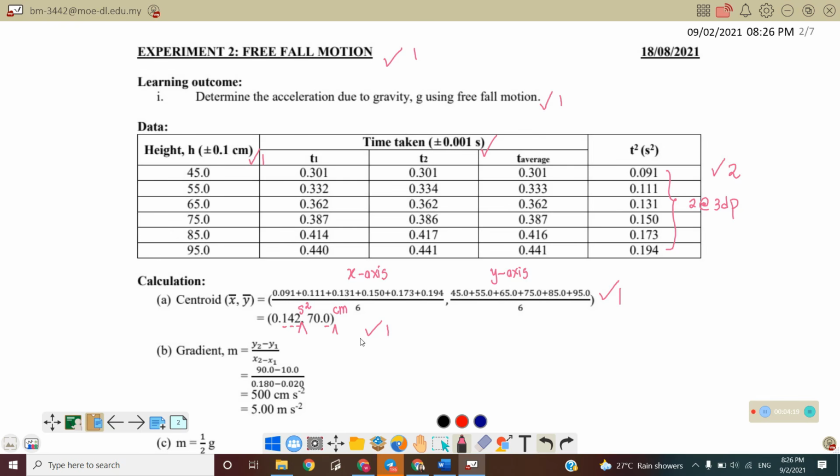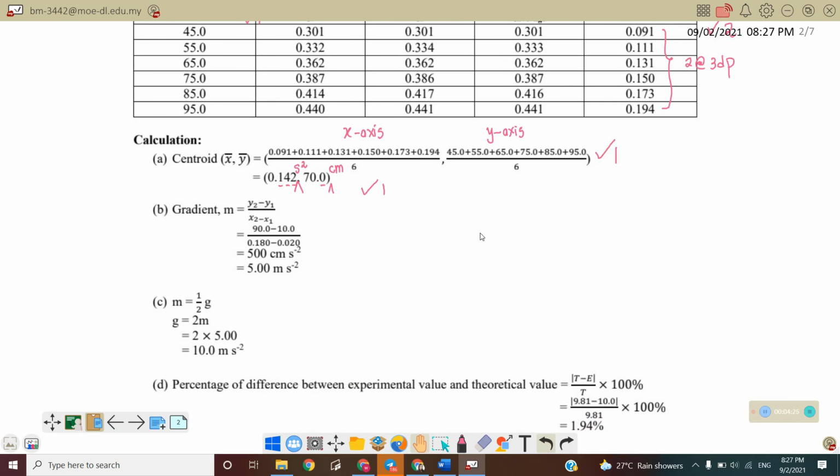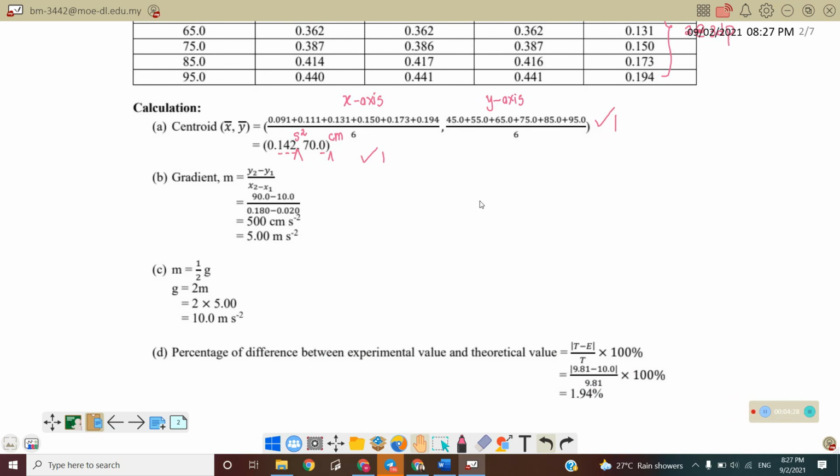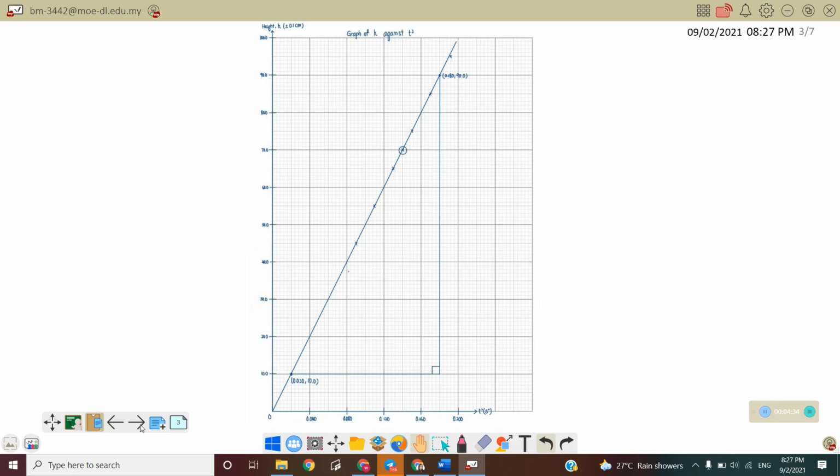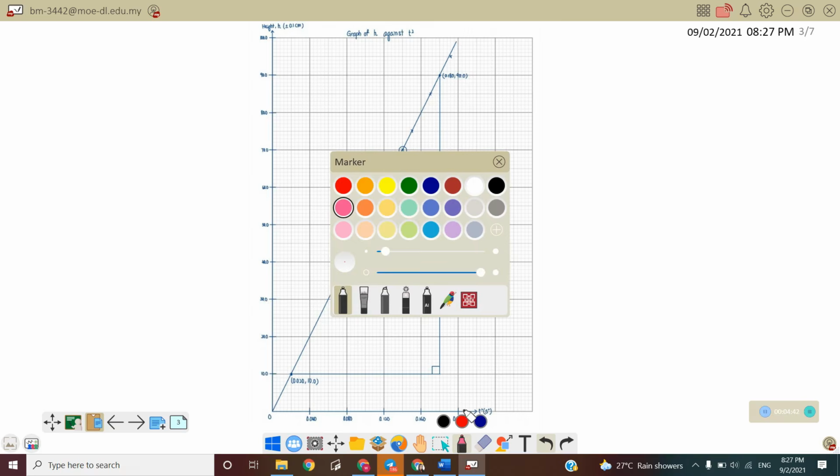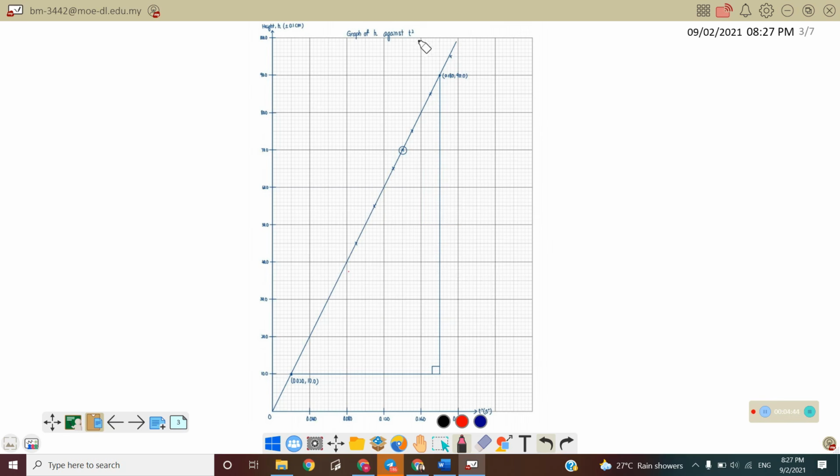Next we continue. We want to find the gradient. After we find the centroid, we go to the graph first, where you have 11 marks for your graph. First you must write your title. The title will give you 1 mark.